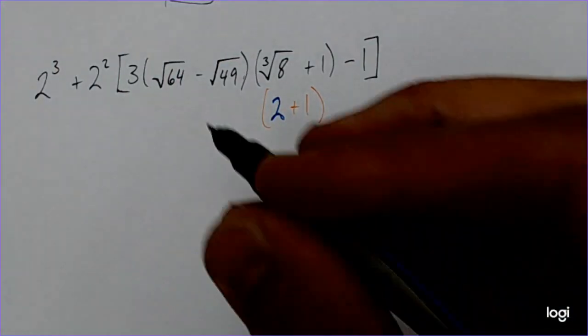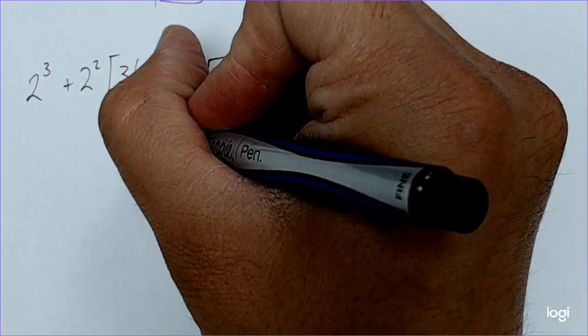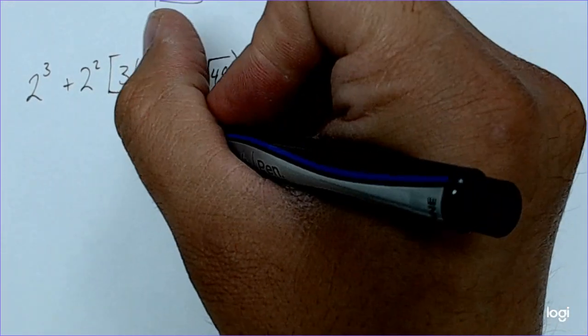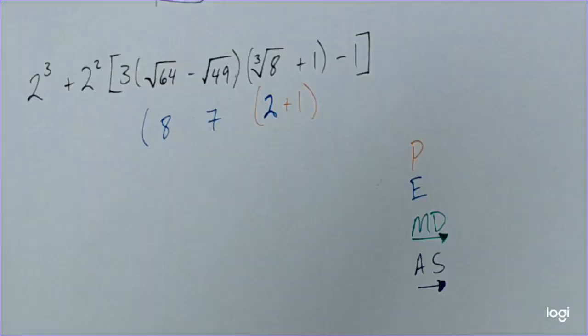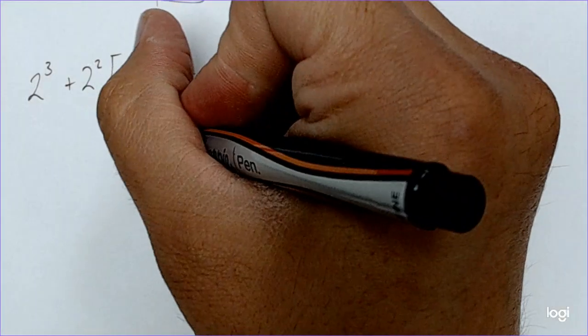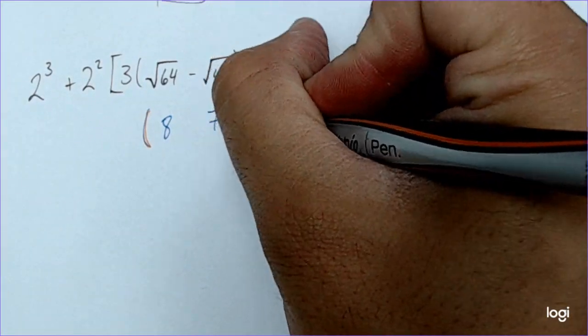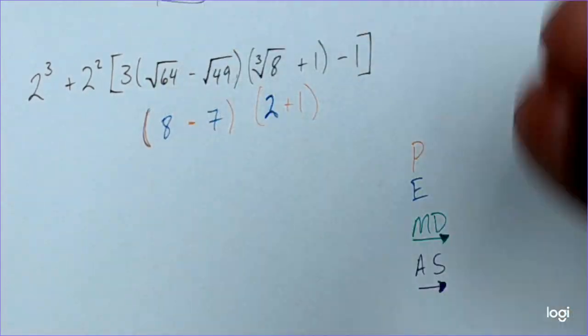This parenthesis, we've got some more square roots. I should know that the square root of 64 is 8. And I should also know the square root of 49 is 7. And again, it's still a parenthetical step. Bring down the minus sign right there.